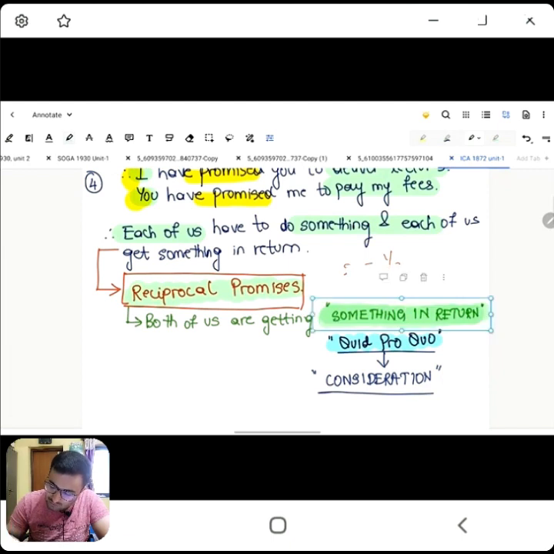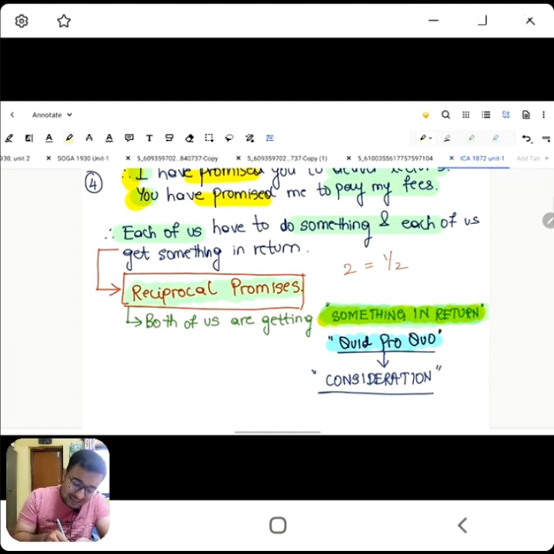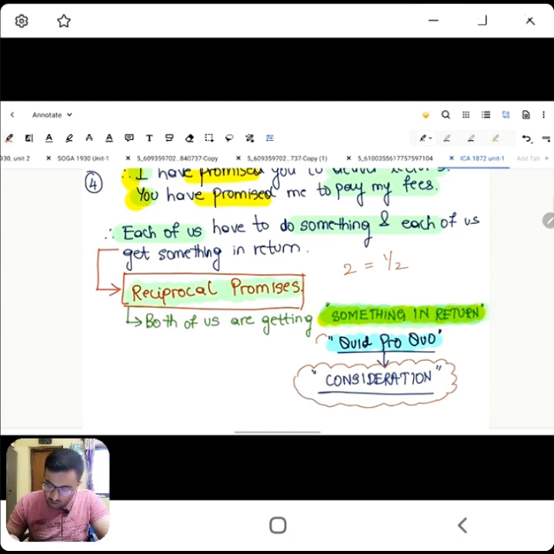Don't you think both of us are getting something in return over here? What am I getting? I'm getting money. What are my students getting? They are getting brilliant law lectures from a faculty like me. So this something in return in legal language we call as consideration. Always remember one thing.